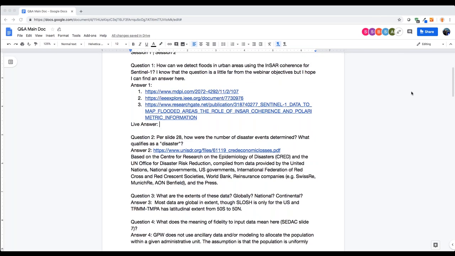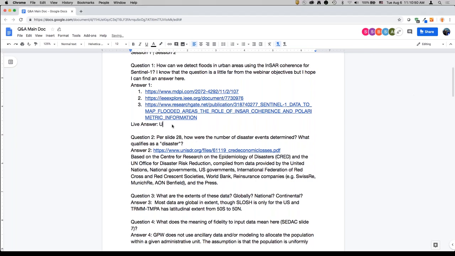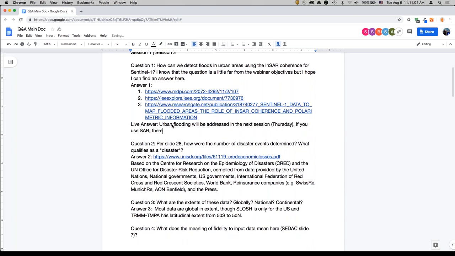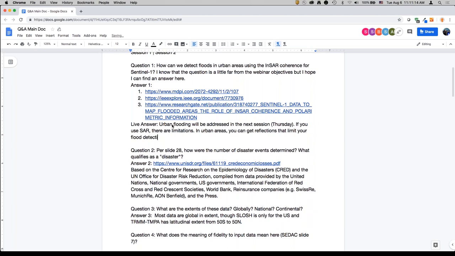Urban flooding is a difficult issue, as we will also address next week, next session on Thursday. Either you use SAR or optical data, there are always limitations, even with SAR. In urban areas, you can have double bounce or multiple reflection that can limit your flood detection. Optical data also, because of resolution and presence of clouds, you may not be able to see urban flooding.